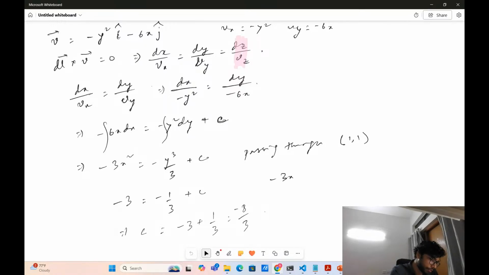Okay. So then you can get the value of this constant, and this is the equation of your streamline: minus 3x squared equals minus y cubed by 3 minus 8 by 3. So this is how you find the equations of a streamline. This is an easy example.